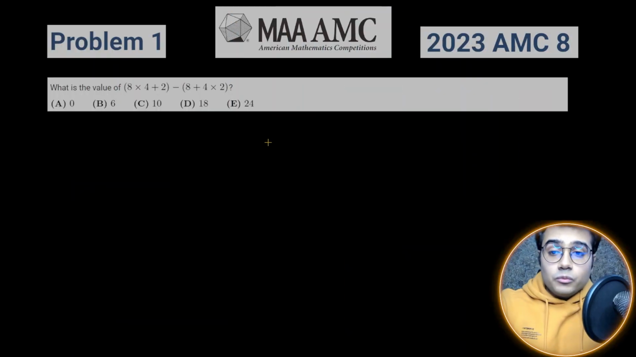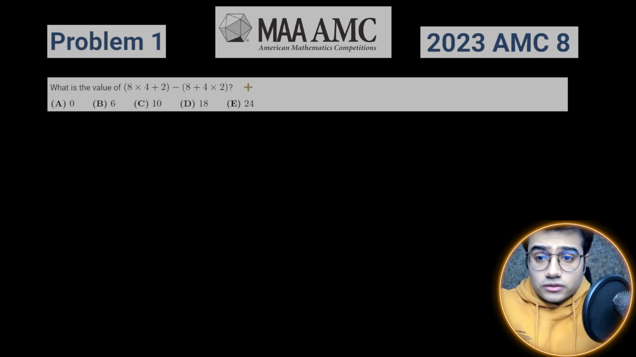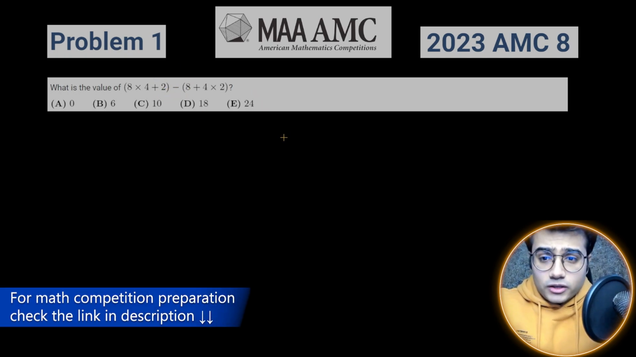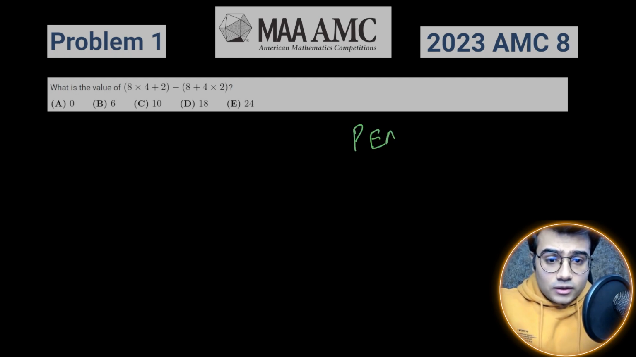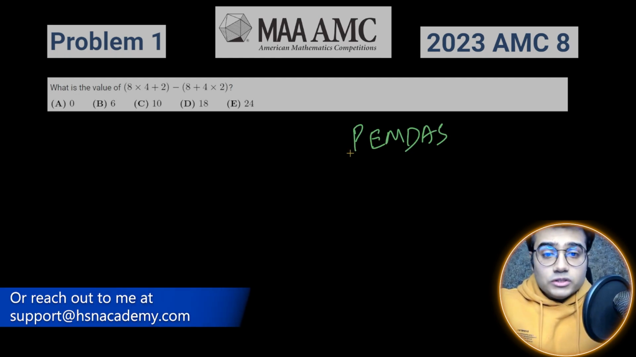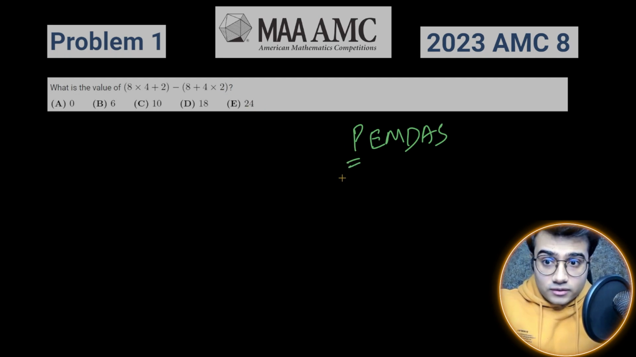Okay, so in this problem, we have to find the value of this expression. This can simply be done by using the order of operations, for which we can use PEMDAS. PEMDAS tells us the order in which we should apply the operations. So first off comes the parentheses. So we'll do whatever is inside these parentheses first. Within those parentheses, we have to do, again, multiplication first, and then comes addition.